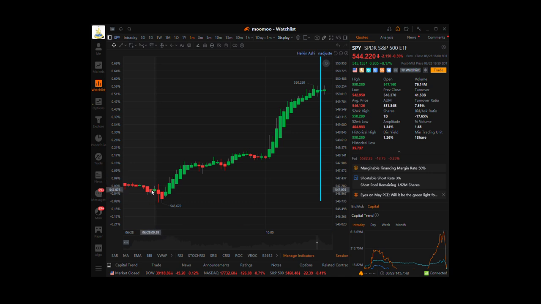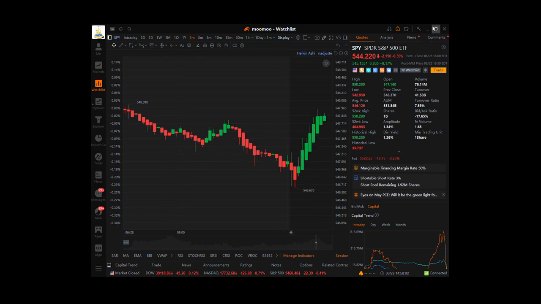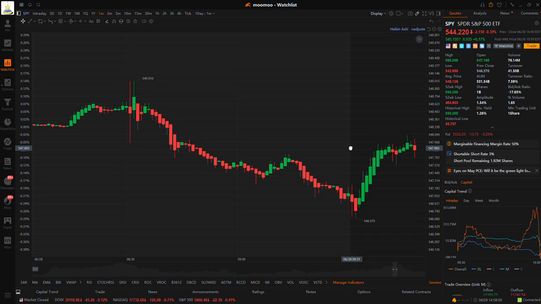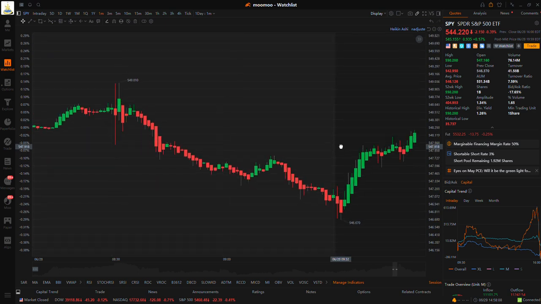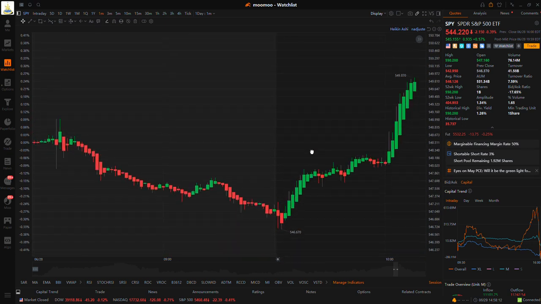So 9:30 the market opens and it has this nice pump. But the question now is, when you're sitting in front of your platform and you're seeing this, you're seeing the market move like this, or you're seeing SPY move upwards like this, what do you do? Do you buy in? Do you wait? Do you buy calls? Do you buy puts? What do you do?